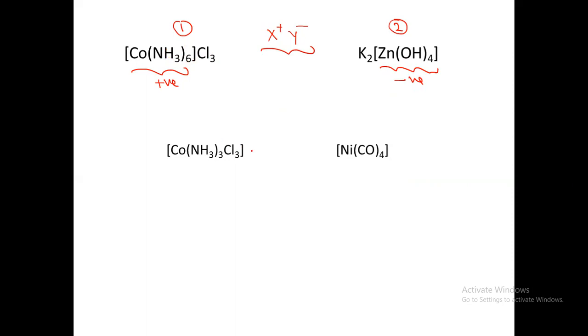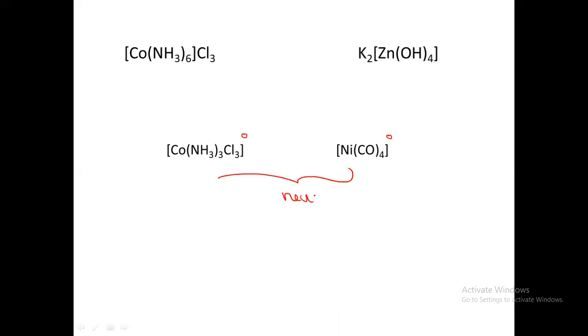Suppose you don't have these two parts. You have only the coordinate part given, and there is no charge mentioned on the complex. Suppose if 2 plus is mentioned over the complex, it's a positive complex. If it is 2 minus or any negative charge, it's a negative complex. Now in both these examples, you don't have any charge. So by default, the charge is 0. So both these are examples of neutral complexes.